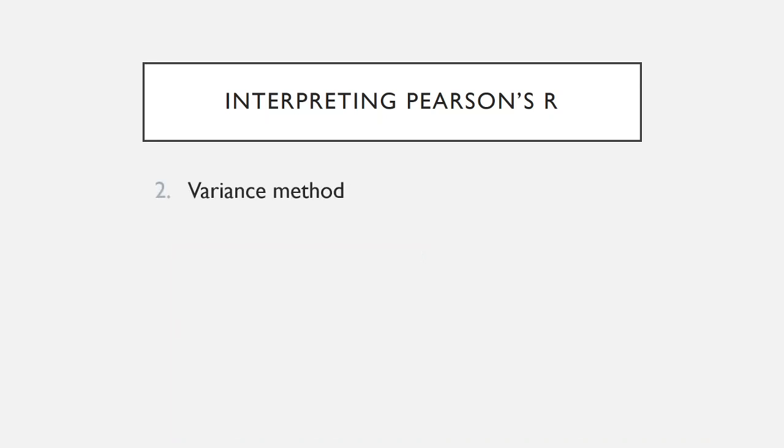As I mentioned earlier, correlations are all about variance shared between variables. Essentially, if two variables are correlated, they vary together.